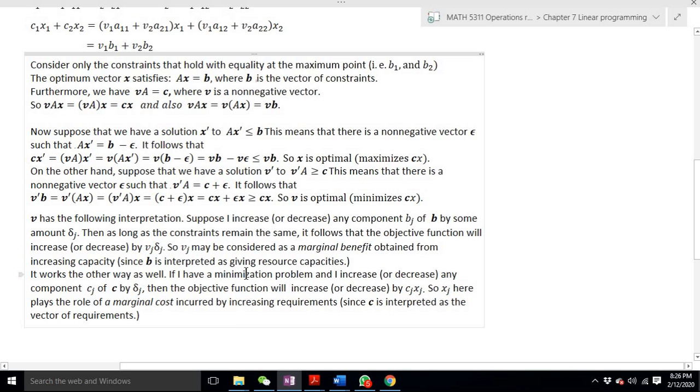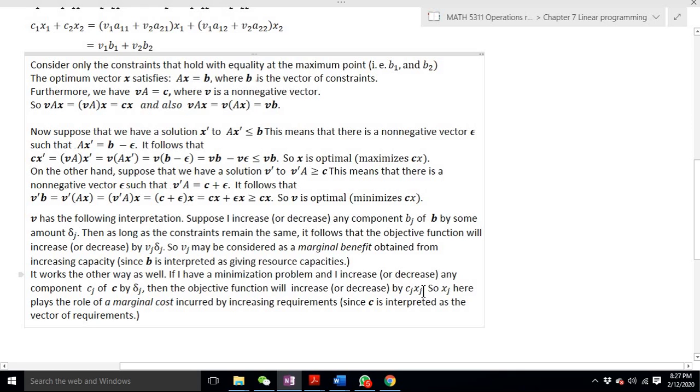Now it works the other way as well. If I have a minimization problem and I increase or decrease any component Cj by delta j, the objective function will increase or decrease by Cj xj. So here xj represents the role of a marginal cost. When you have a limiting cost problem, you have some requirements. You have to attain some certain level, but you want to minimize cost. If I increase the levels that I need to achieve, it's going to cost more. How much more? Well, if the increase in my requirement Cj is delta j, then the increased cost is going to be Cj delta j.